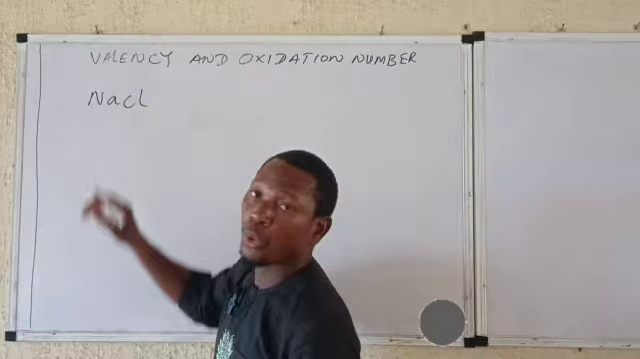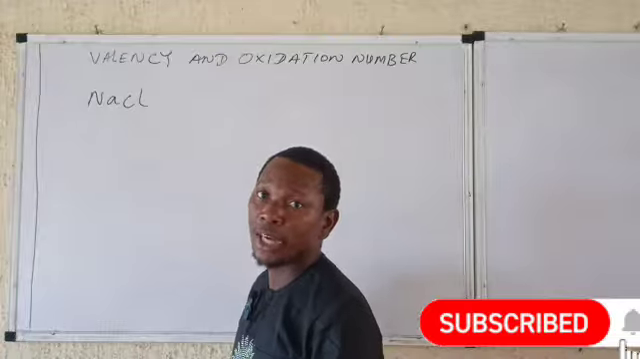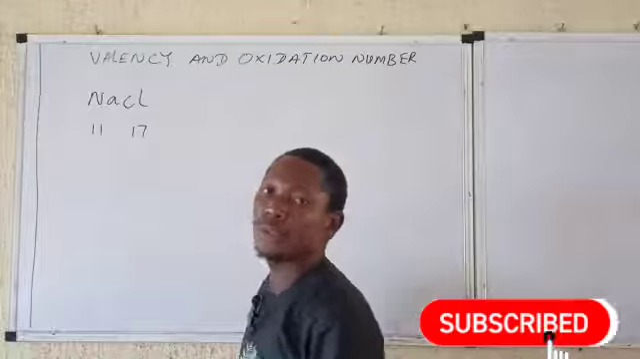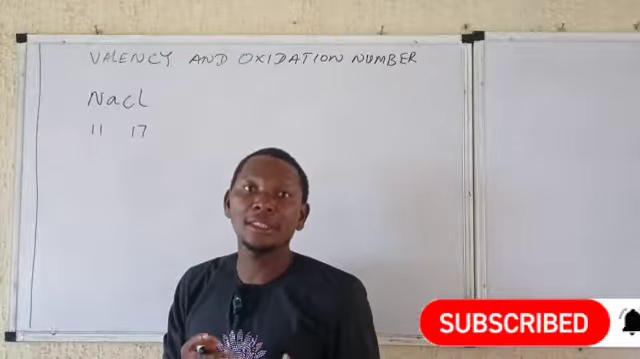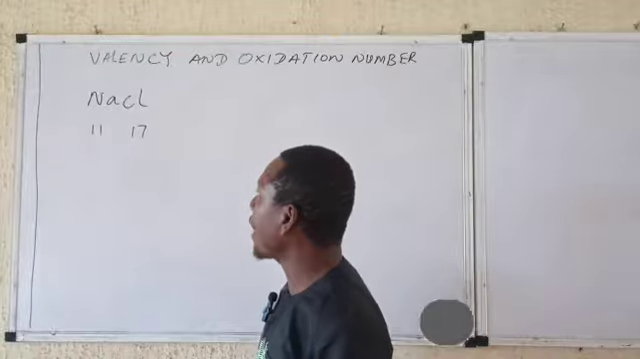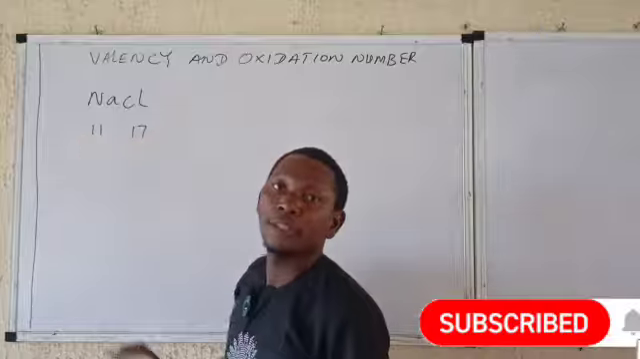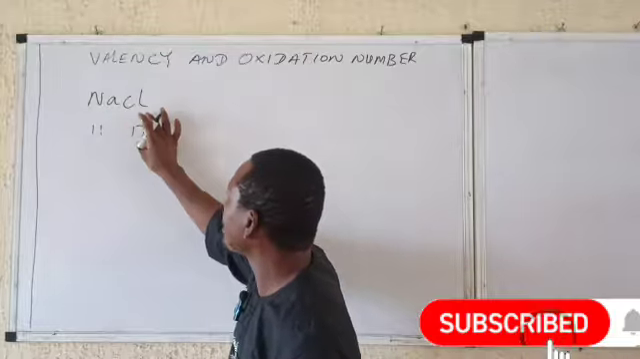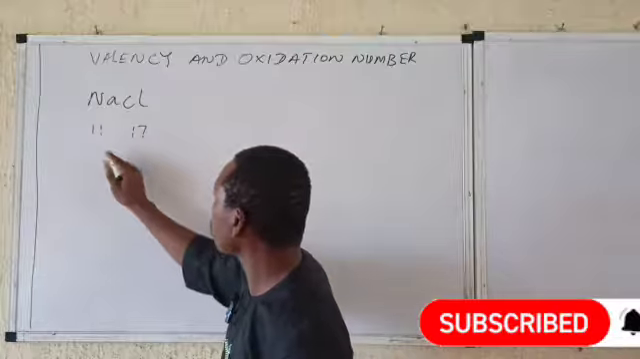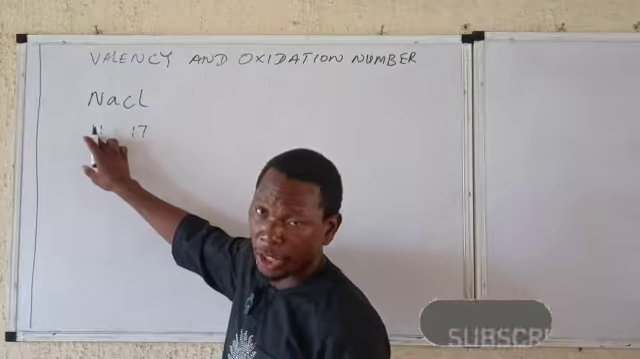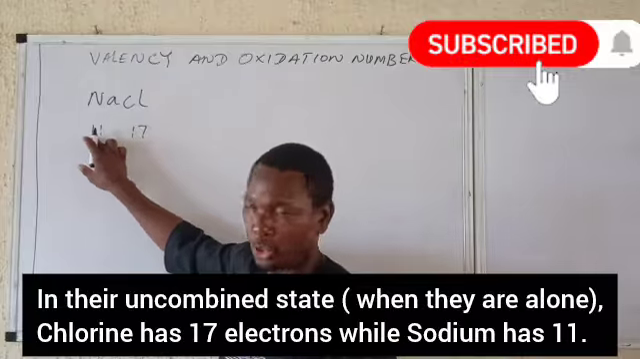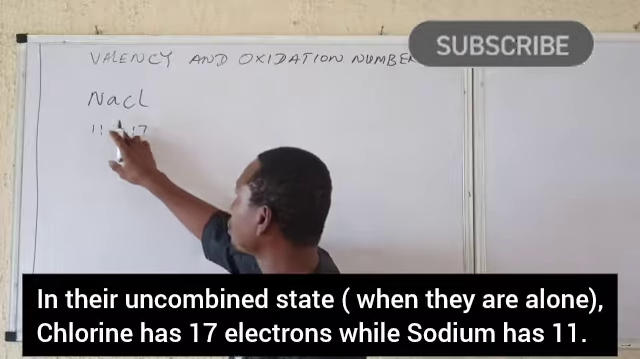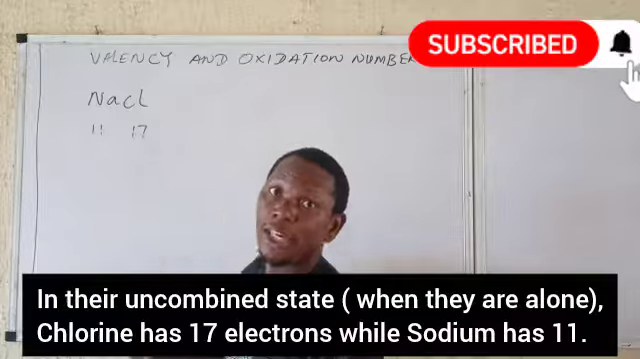Now, what is the atomic number of sodium? The atomic number of sodium is 11, while that of chlorine is 17. You can take a look at that in the periodic table. All right. So let's draw the structure of sodium and the structure of chlorine. Remember, the number of protons, which is the atomic number, is equal to the number of electrons. It simply means that chlorine has 17 electrons and sodium has 11 electrons.